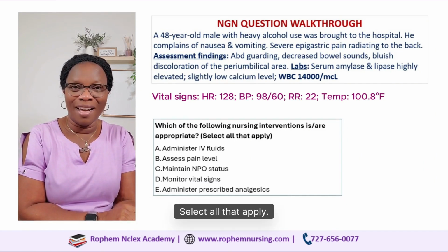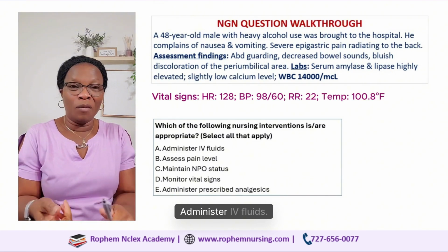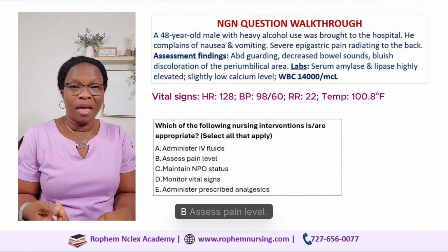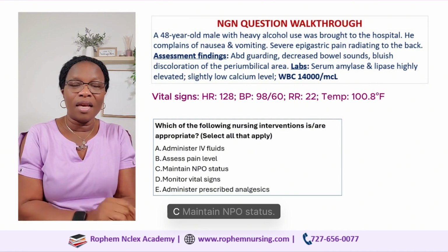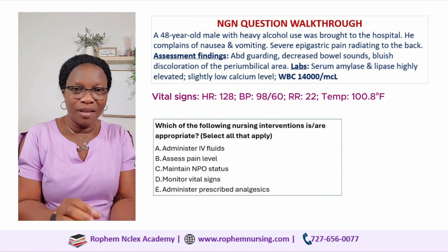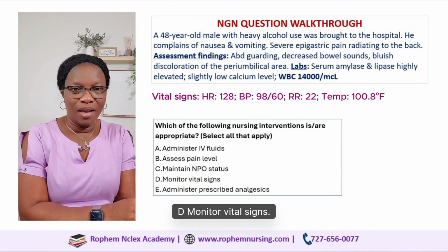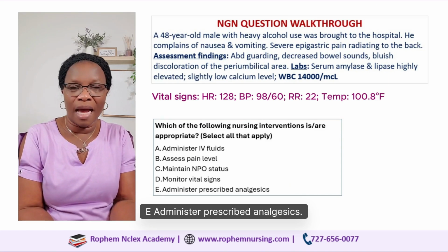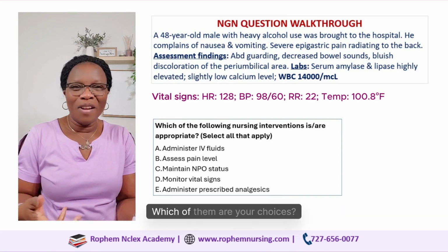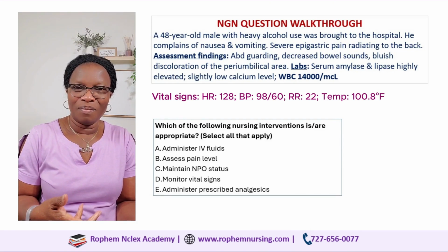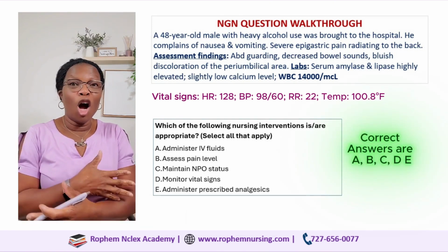Select all that apply. Answer choice A, administer IV fluids. B, assess pain level. C, maintain NPO status. D, monitor vital signs. E, administer prescribed analgesics. Which of them are your choices? The correct answers are all of them.